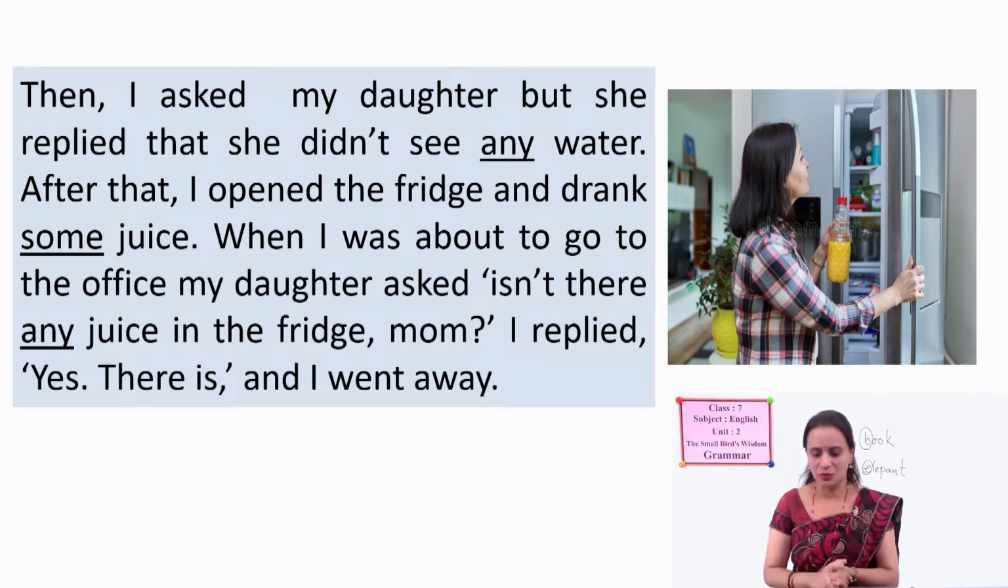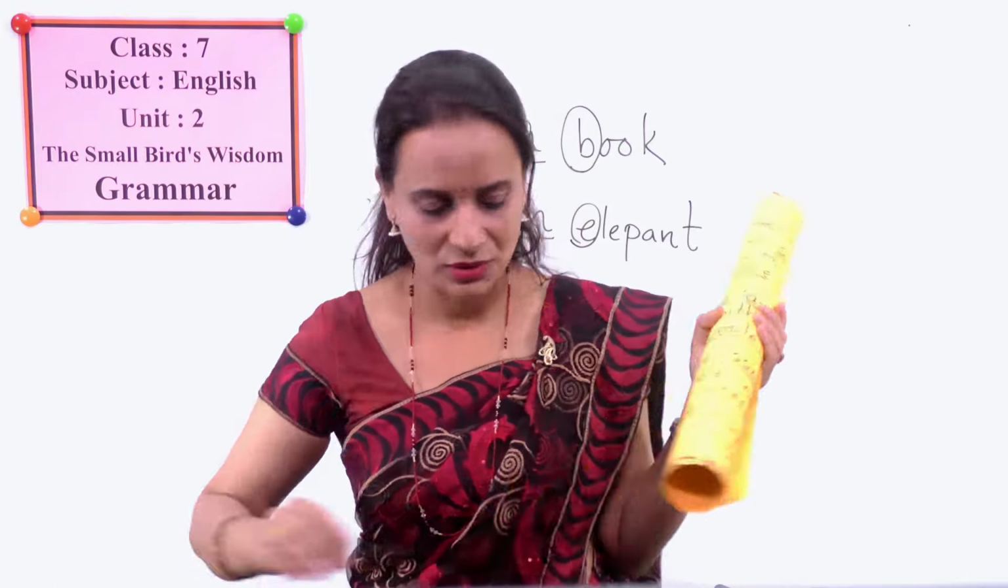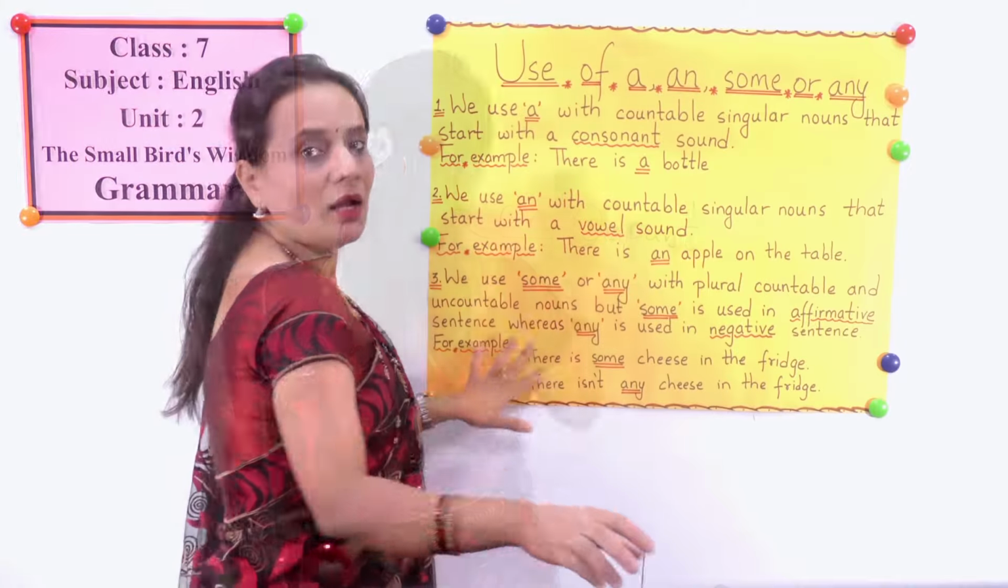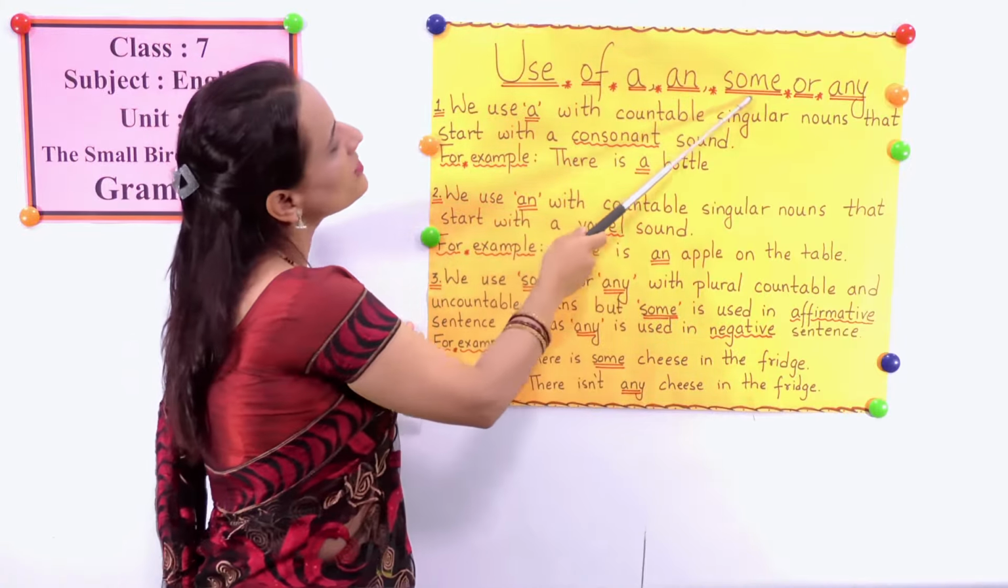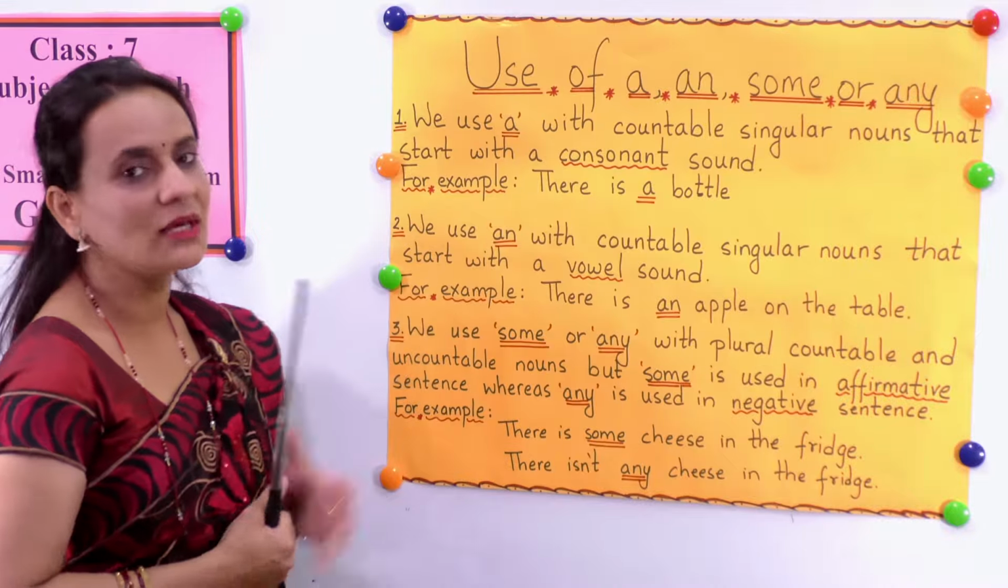Here I've used a, an, some, or any. Let's see the rules and find out where to use a, an, some, or any. Now let's see the use of a, an, some, or any. We did the examples, isn't it? We have seen the examples.